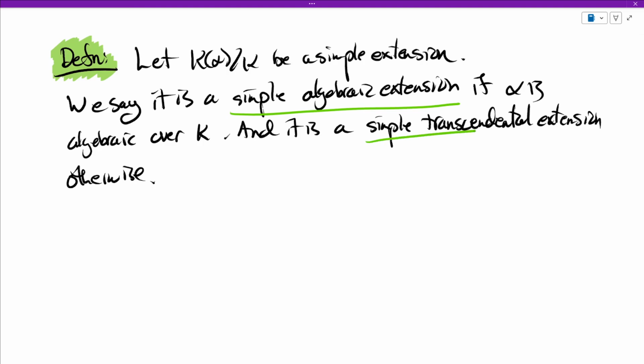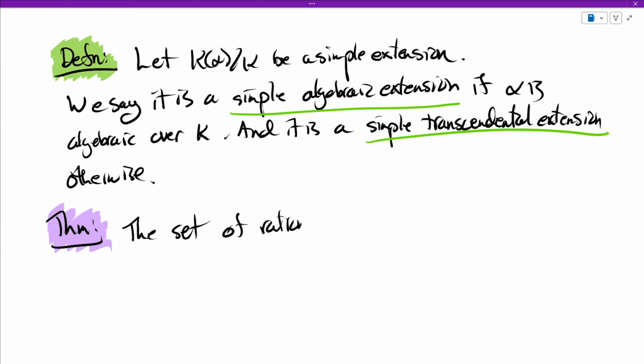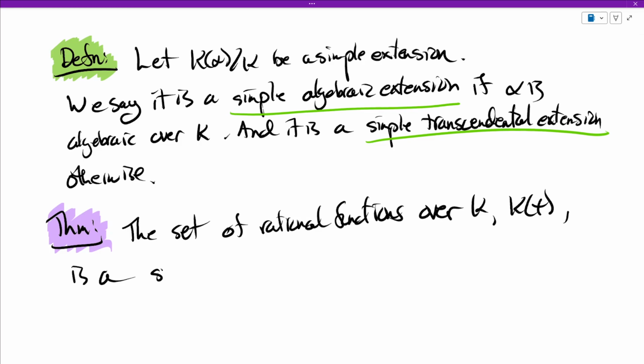All right, so we just bootstrapped the language from before to field extensions. That's all that's happened. Let's prove a theorem. The set of rational functions over K, which is K(t), is a simple transcendental extension of K.